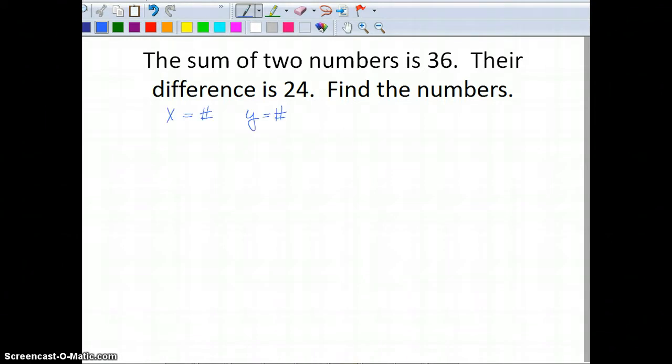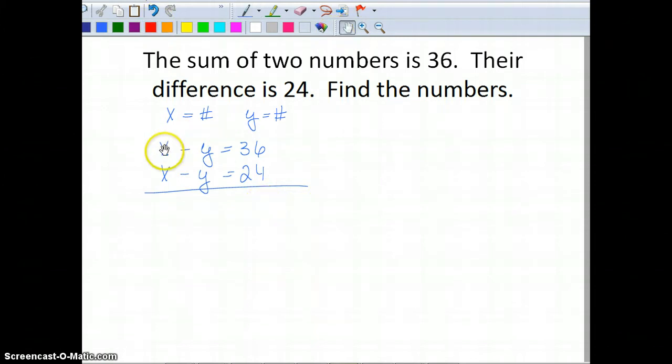Okay, now I need to go through and write my equation. The sum of two numbers is 36. So I know that x plus y is equal to 36. Their difference is 24. So if I have x minus y, that's equal to 24. Now when I look at this, it's already set up for me to use elimination. Positive y, negative y, that's automatically going to eliminate the y's for me.